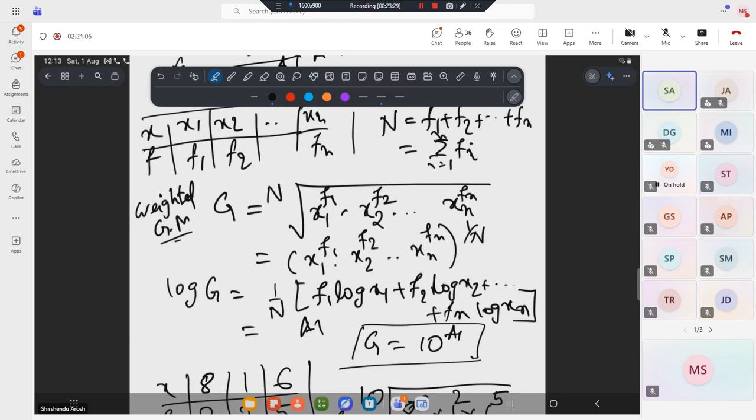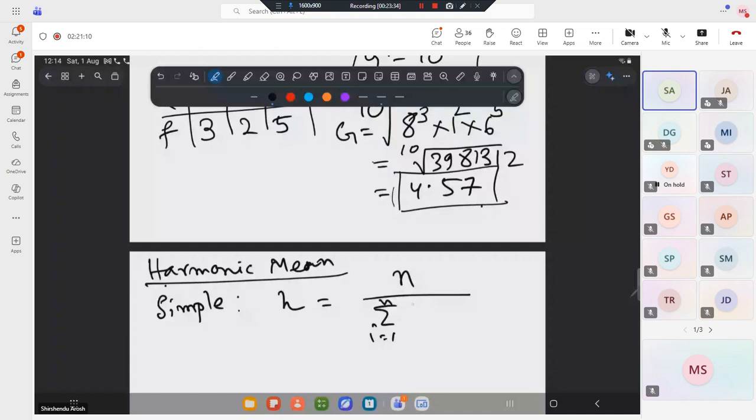So the formula for this would be: summation from 1 to n of 1 by x. The variable is now 1 by x. So the number of observations n divided by summation i from 1 to n of 1 by x. It's quite easy to calculate. Normal simple calculus can help you.